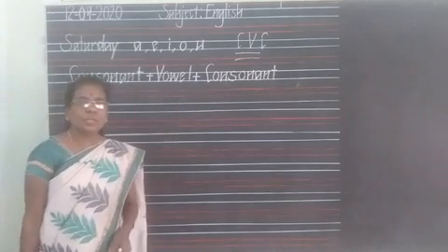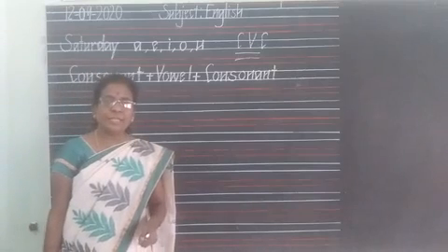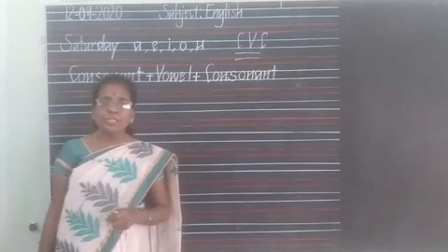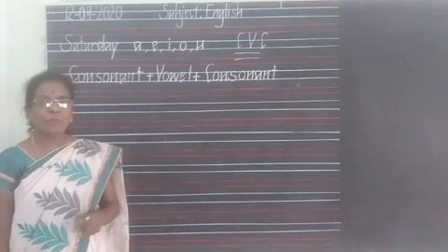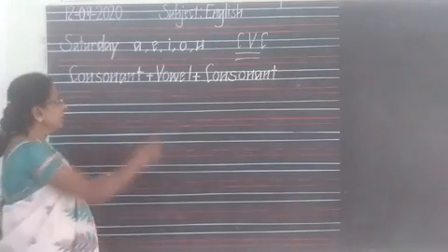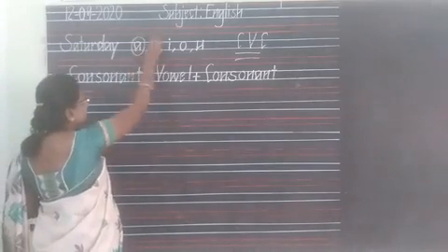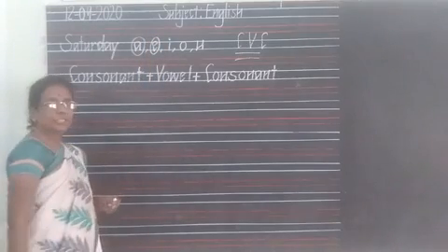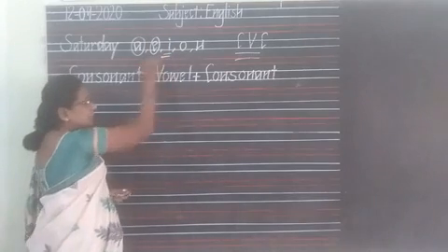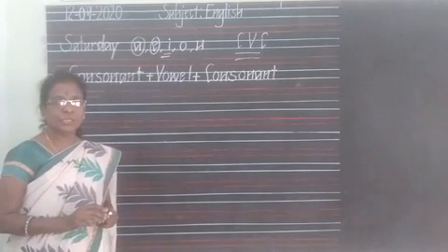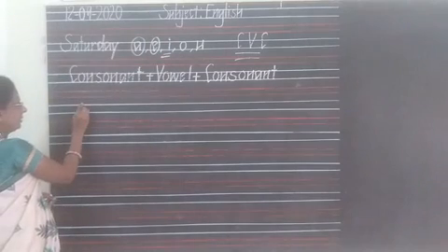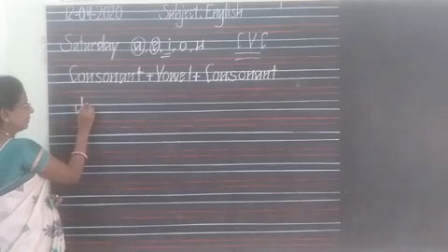Okay, children. So now we will take I letter words. With the I vowel letter and the help of CVC pattern, we can make three letter words. Already you have learned A letter words and E letter words. Now we are going to learn I letter words. Okay, children, let us go to the first word.